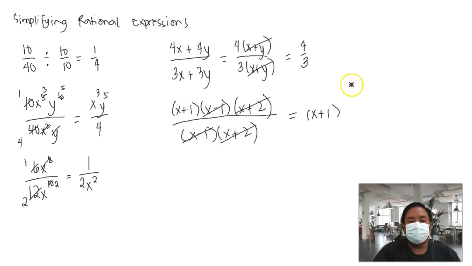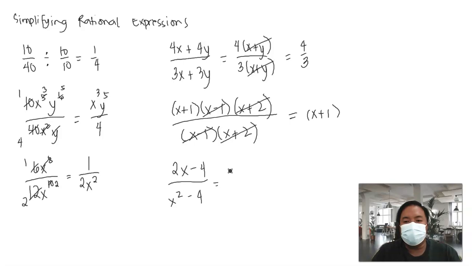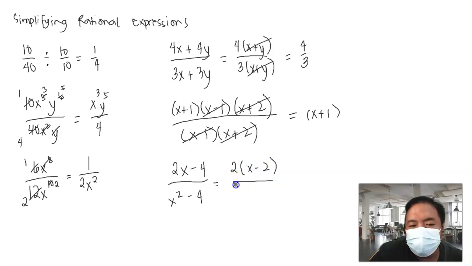Okay? Paano po? Ito po ang meron sa atin. 2x minus 4 all over x squared minus 4. Merong mga ibang factoring na style na gagamitin. So, alalahanin po natin lahat ng factoring dyan. So, 2 times the quantity of x minus 2. And this one is also x plus 2 and x minus 2.